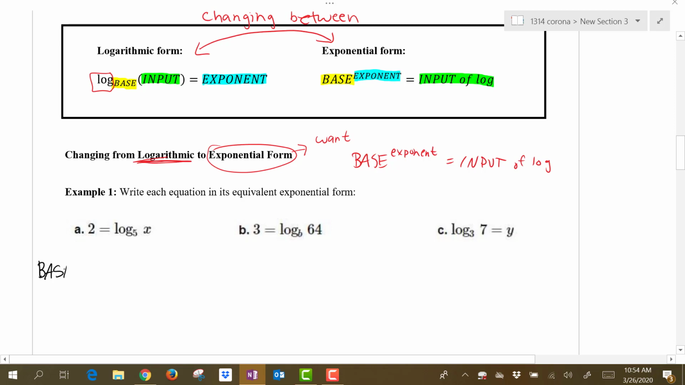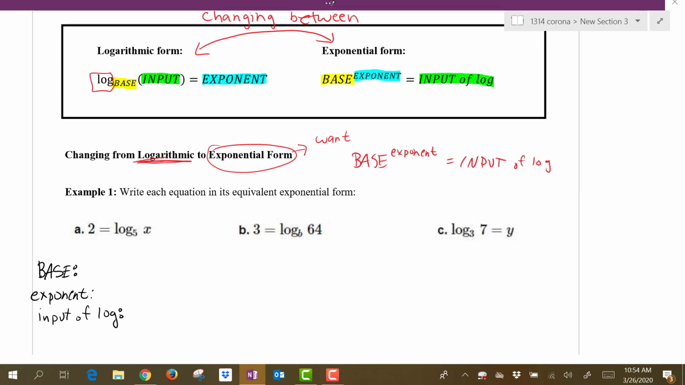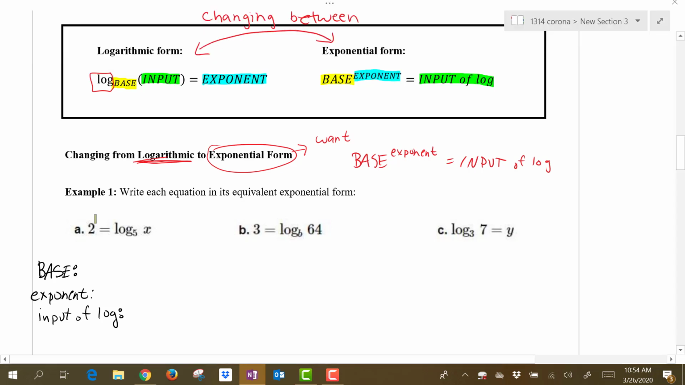We're going to identify the base, we are going to identify the exponent, and we are going to identify what is the input of the log. So the first thing, I'm going to write these three words down, and I'm going to start to identify them. Alright, so looking at part A, what is the base of the log? Well, the base of the log is always the little number that's at the bottom right of the word log. And for this example, that is 5.